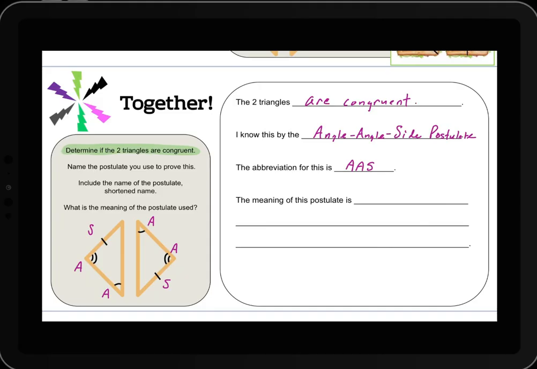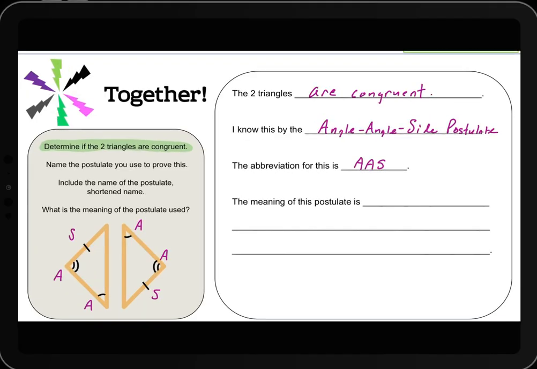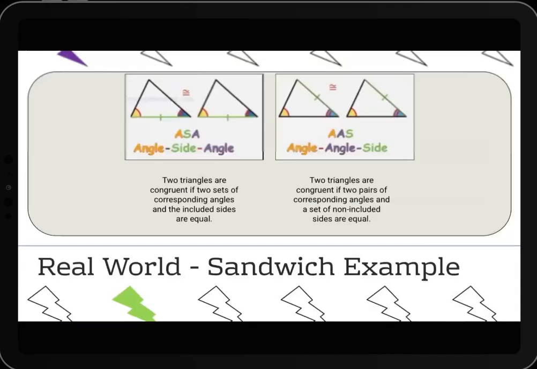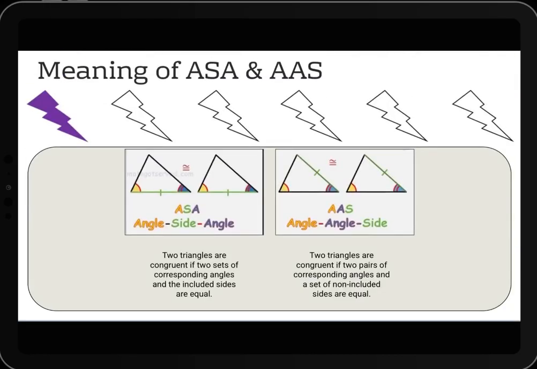Now the most important part is the meaning. So I will refer back to the slide that referred to this. This was angle, angle, side, right? So that was this slide, right? So in that particular case, the meaning is provided here, right?